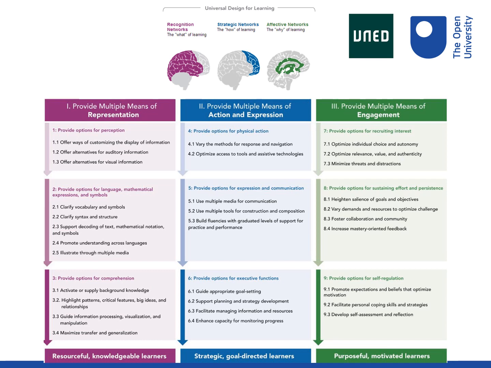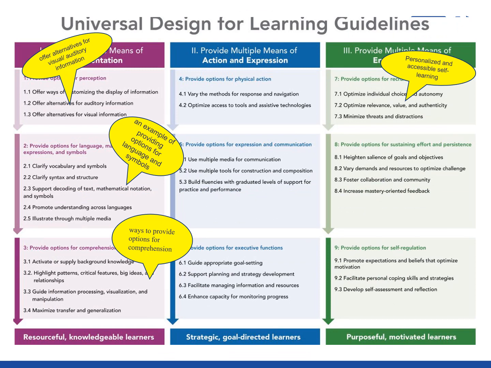So it covers a wide range of options in terms of reflection for learners to consider which are the key points and for designing courses that are really offering varied ways of accessible representation, engagement with the students, and allow the learners to work with direction expressions themselves, so they can be goal-directed learners, knowledgeable learners, and motivated learners. So these are just some examples to consider. So the option to offer alternatives for visual information, providing options for languages and symbols in the courses, the ways to provide options for comprehension, and a way to offer personalized and accessible self-learning experience to learners.